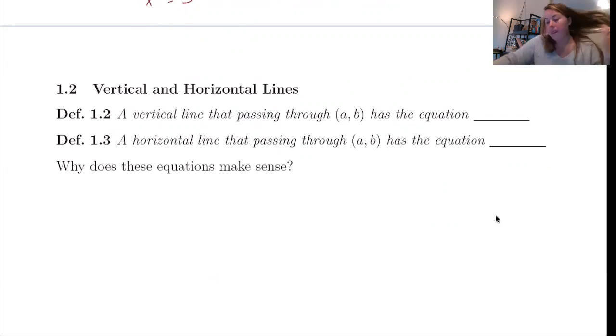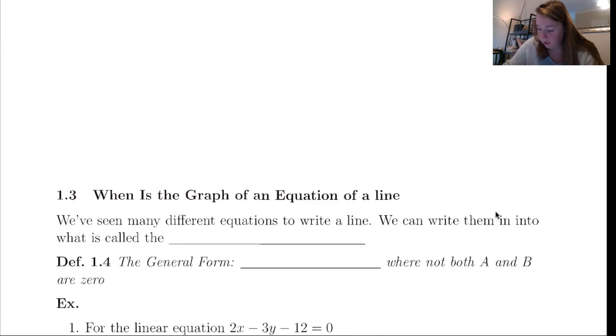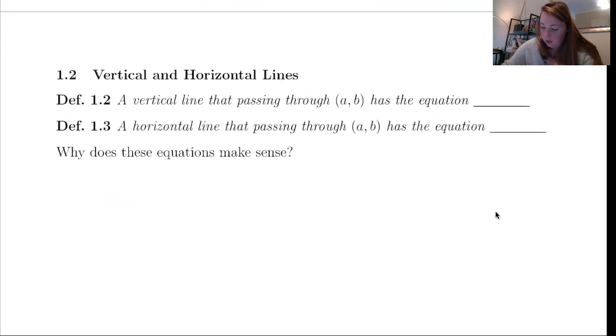Okay. So a vertical line that passes through the point (a, b), its equation is going to be, so it's a vertical line, it's going up and down. That equation is going to be x equals a. All right. And then for a horizontal line, that equation is going to be y equals b, right?